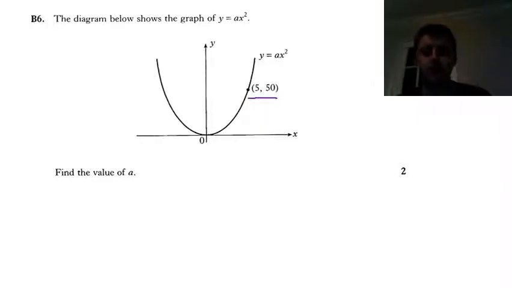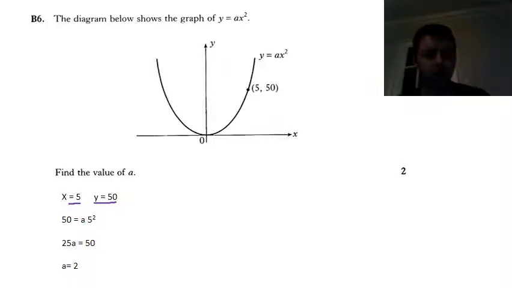So all we do, if we ever see something like that, we sub it back in. X is 5, because that was the point. Y is 50. Oh dear, I don't like to rub it in, I'll rub that out. It's a bit like this. So x is 5, y is 50.